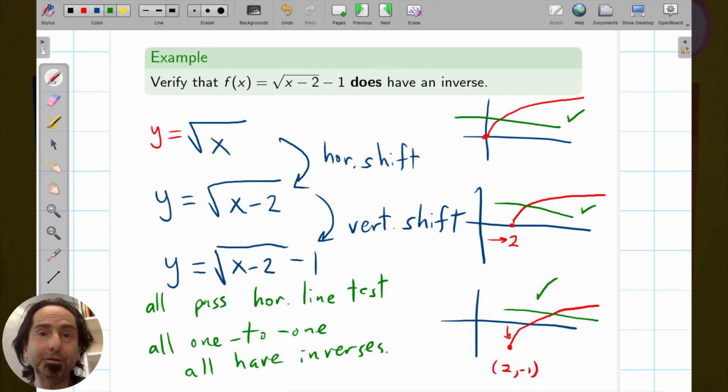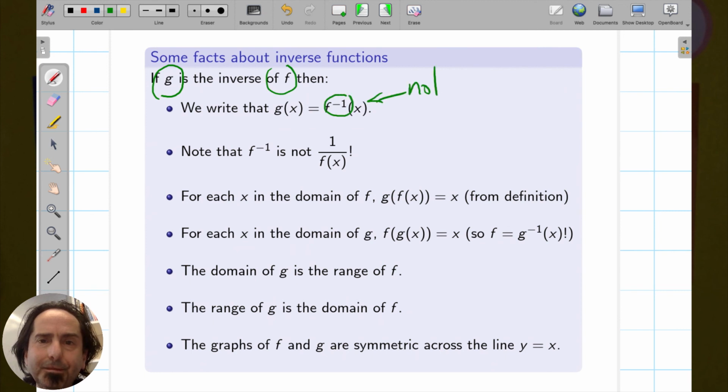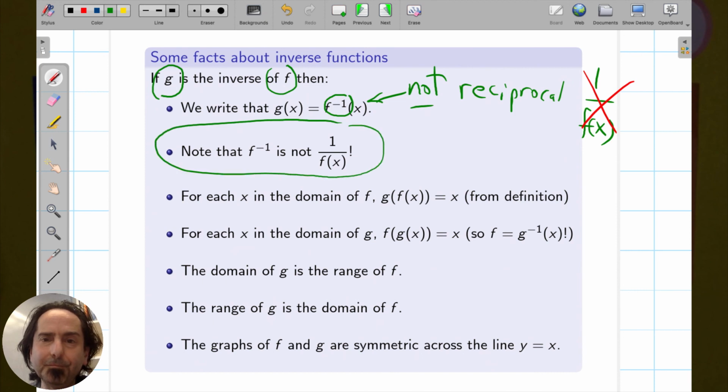It starts with a simple function. Let's go to the next one. Just some facts. If g is the inverse of f, then we have this inverse notation, and it's not the reciprocal. It's not 1 over f of x, even though the negative 1 exponent looks like that might be. It's just sort of bad notation. So it's not the reciprocal.